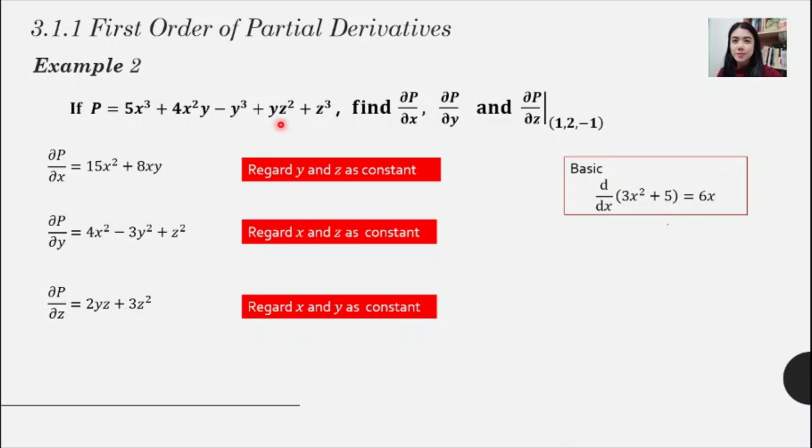How about here? Yes, we have the z. We have the z squared. And how about the y? The y is actually a constant. If you differentiate the z squared, you have 2z. So 2z multiplied with the constant y gives you 2yz. And for the last item, we have z cubed. If you differentiate z cubed, it gives you 3z squared.